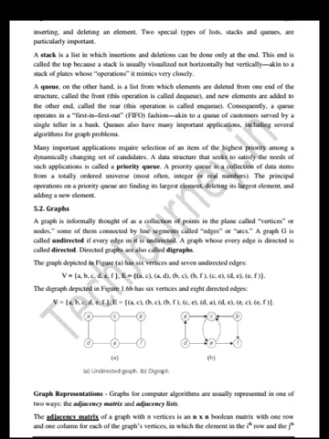Now let us see the graph. A graph is informally thought of as a collection of points in the plane called vertices or nodes, some of them connected by line segments called edges or arcs. A graph G is called undirected if every edge in it is undirected. A graph whose every edge is directed is called directed. Directed graphs are also called digraphs.